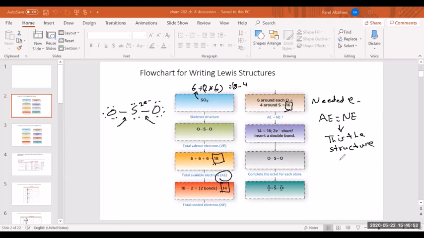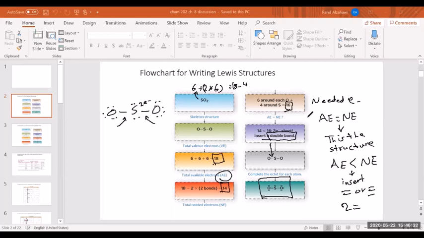Okay. If AE is less than NE, here we will insert a double bond, or sometimes a triple bond, or sometimes 2 double bonds. It depends on how many electrons we are deficient or short. Here we are 2 electrons short, so we need just 1 double bond. So I will insert 1 double bond here, make each of them achieve the octet rule, and that's what we have. Now, be careful, guys.